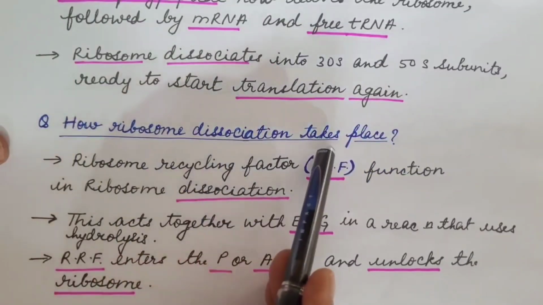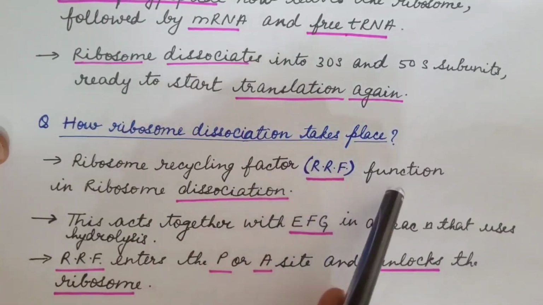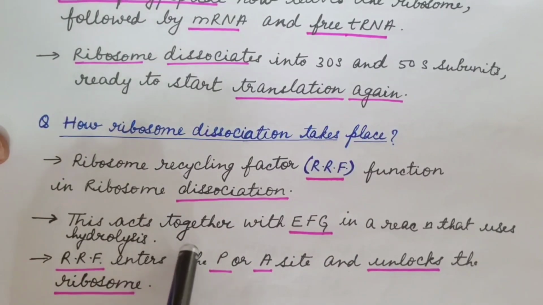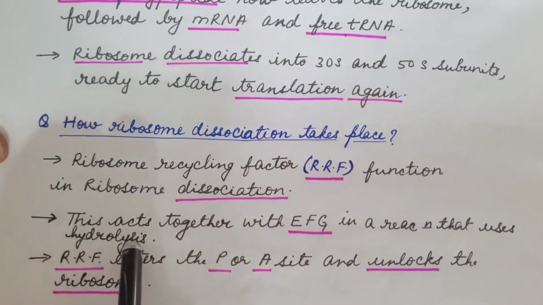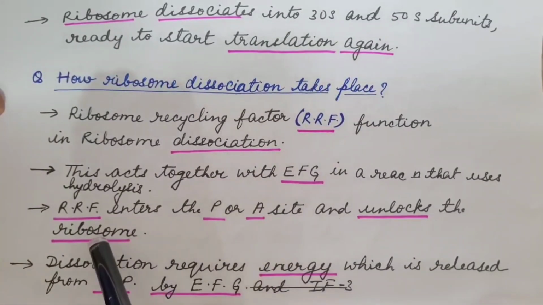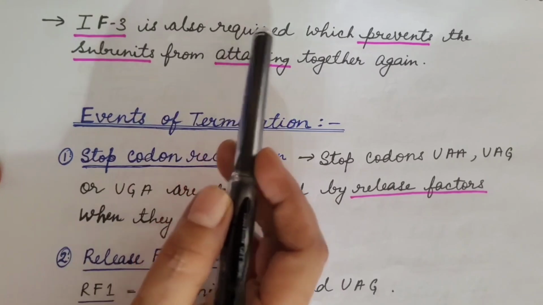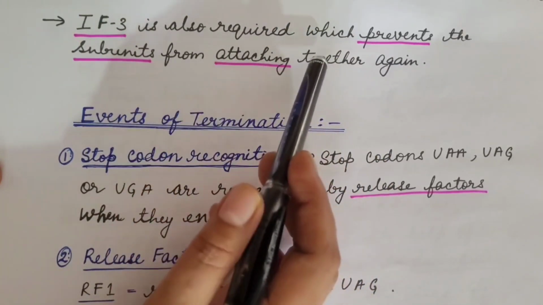How does ribosome dissociation take place? Ribosome recycling factor, RRF, functions in ribosome dissociation. It acts together with EFG in a reaction that uses GTP hydrolysis. Ribosome recycling factor enters the P or A site and unlocks the ribosome. Dissociation of the ribosome requires energy, which is released from GTP by EFG. IF3 is also required, which prevents the ribosomal subunits from attaching together again.